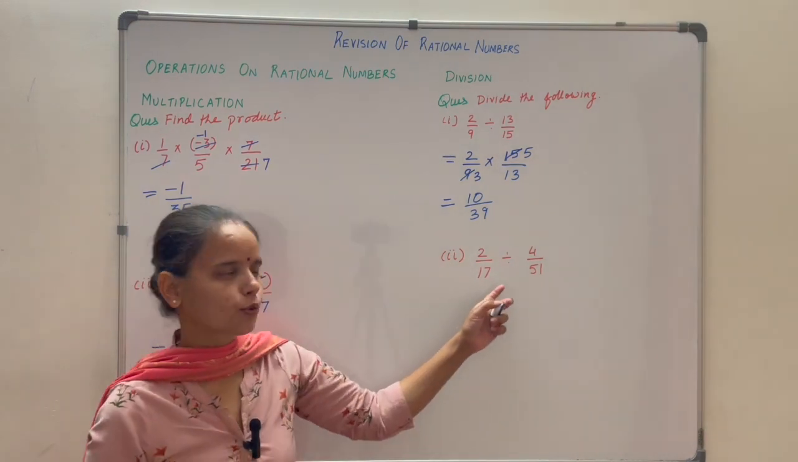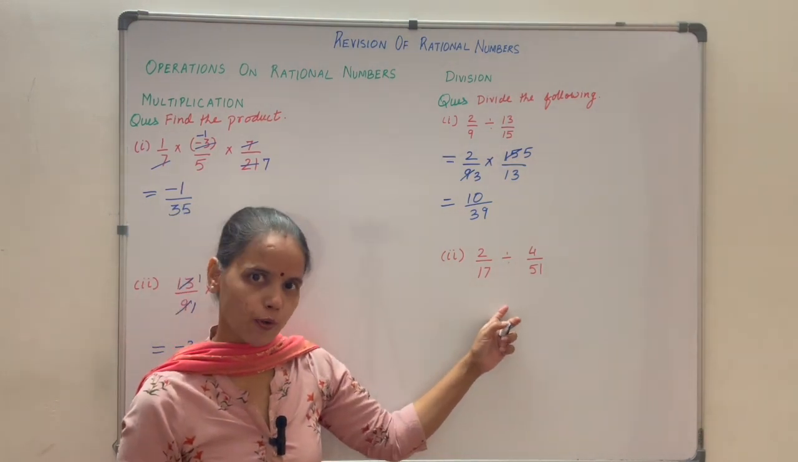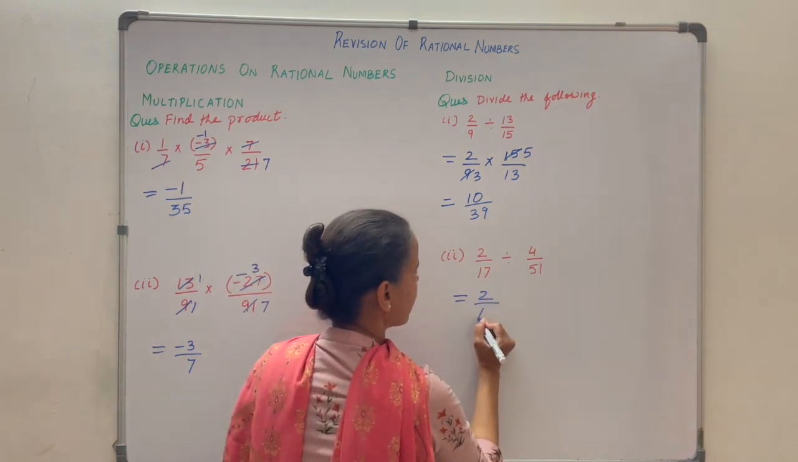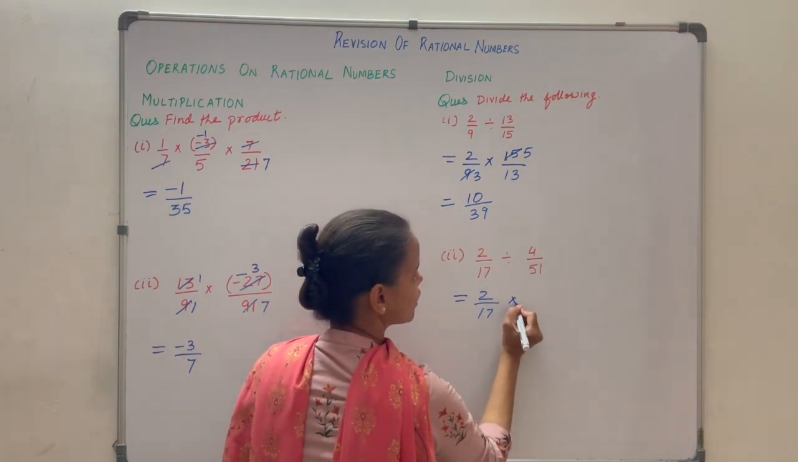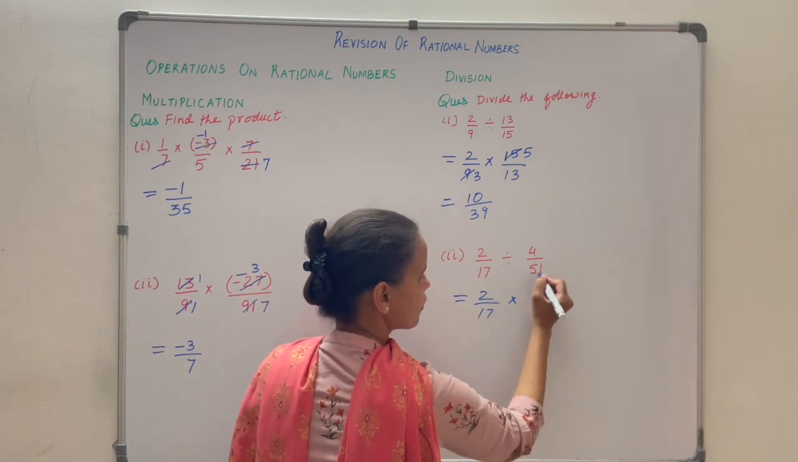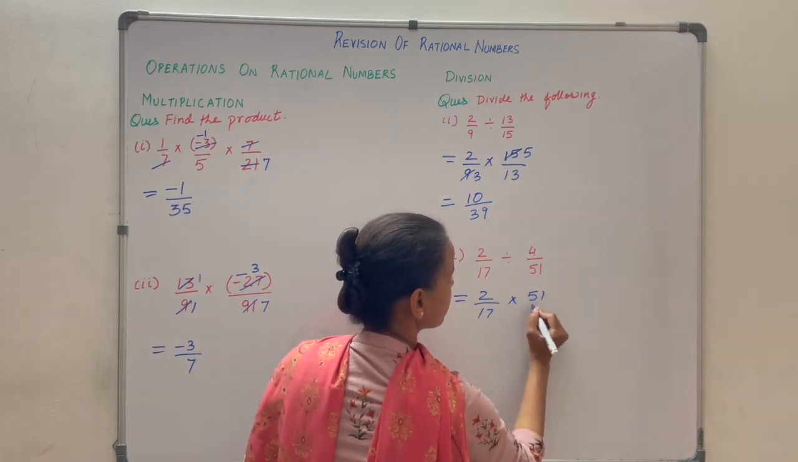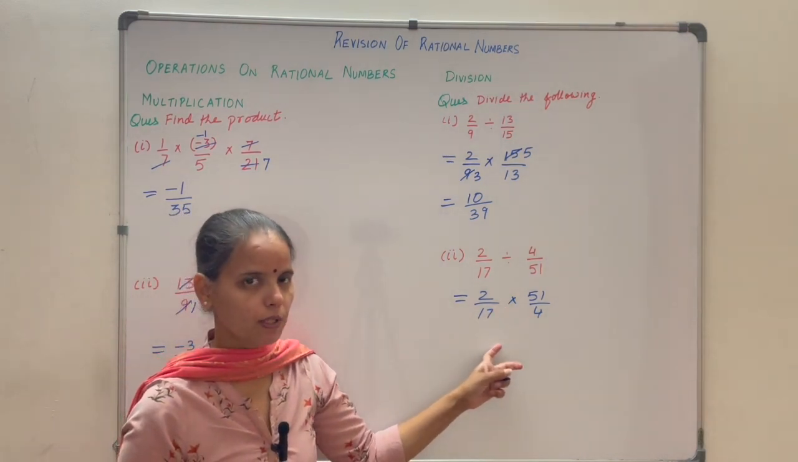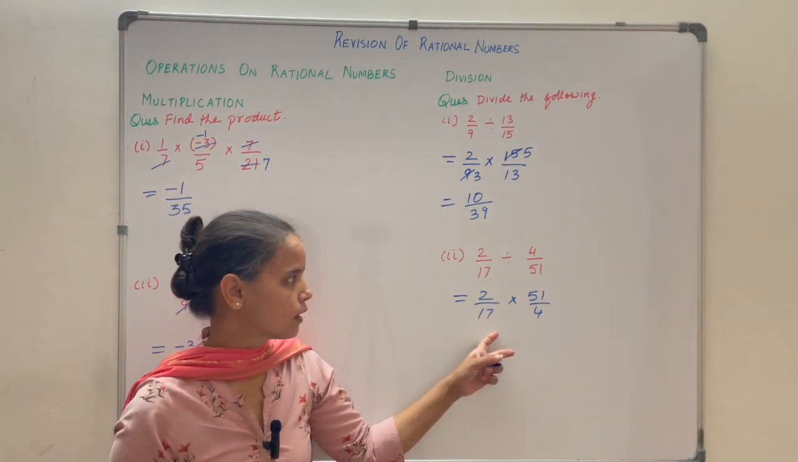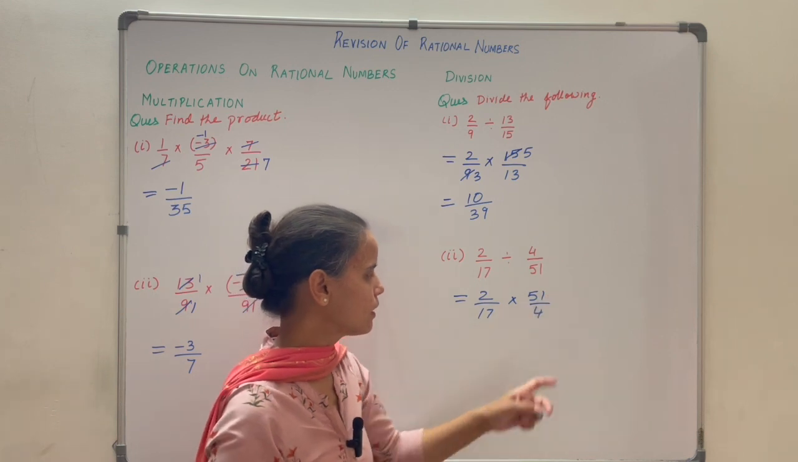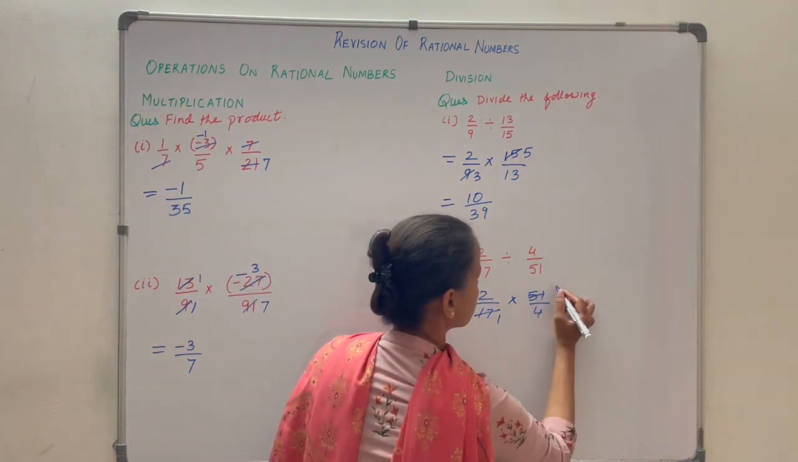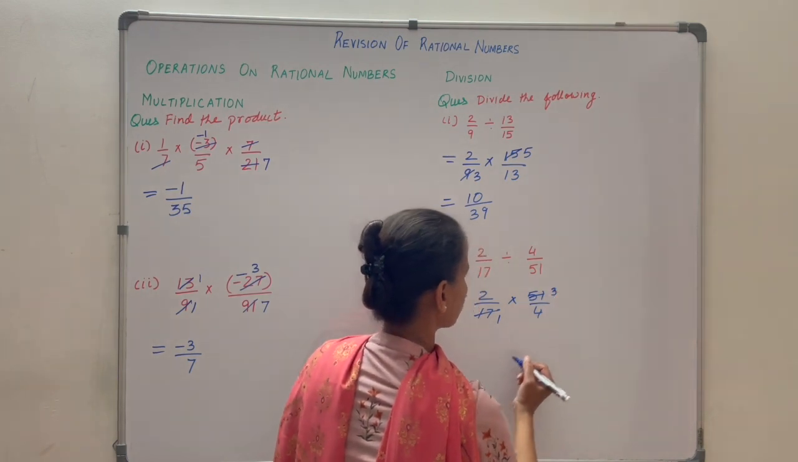Now let us take this question. Here also we are going to do the same way. We are going to write 2 by 17 as it is. Division will change to multiplication. The reciprocal of this number is 51 upon 4. If there is any common factor in numerator and denominator, you will cancel that out first. So you can cancel 17 and 51. 17 ones are 17, 17 threes are 51.